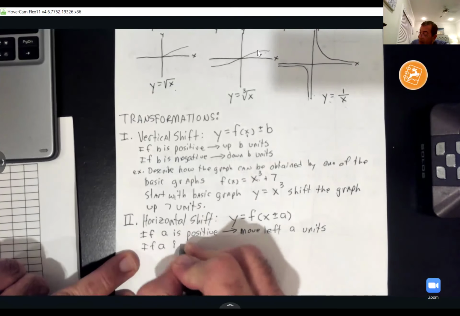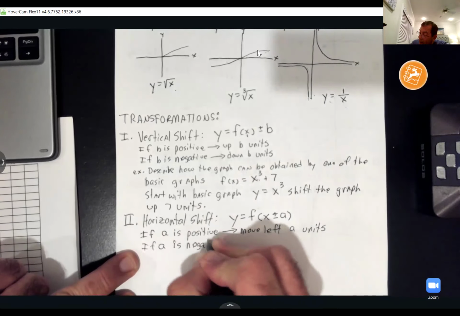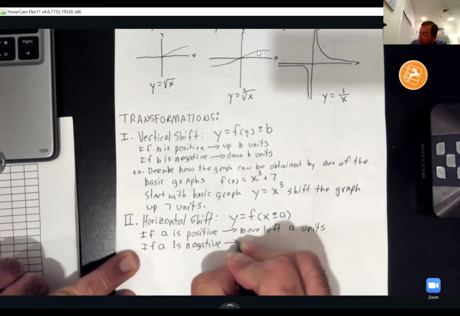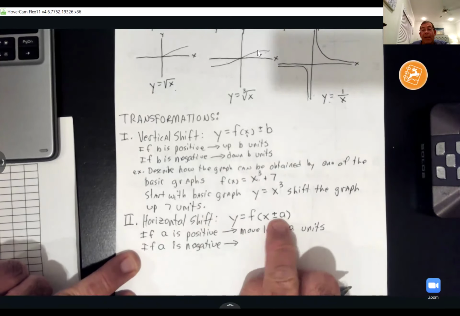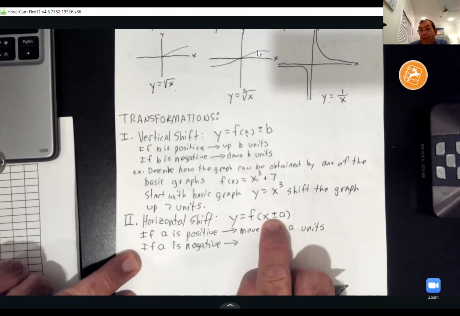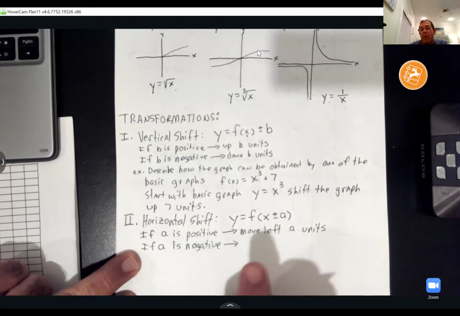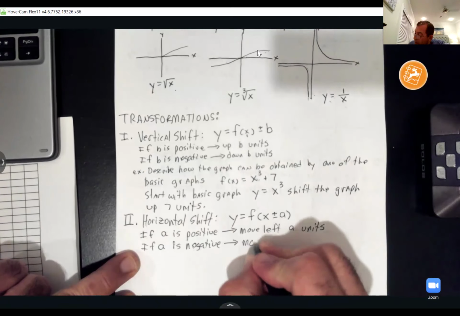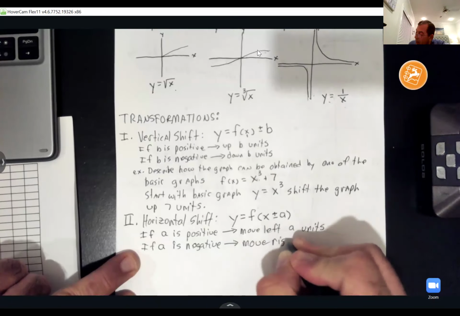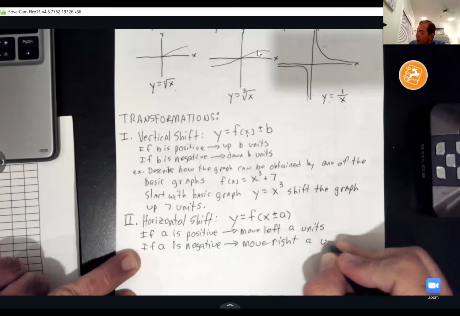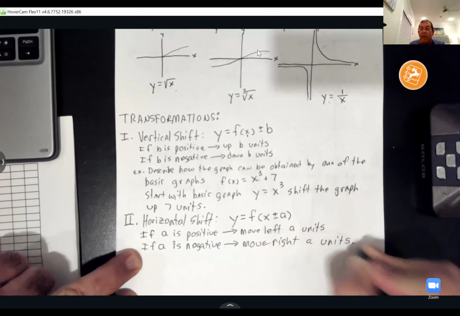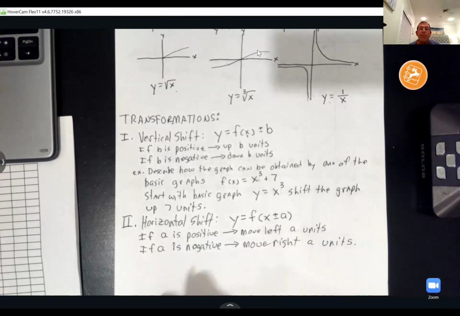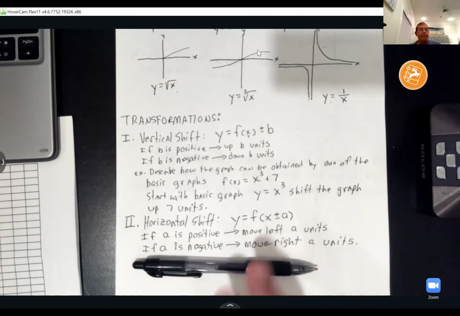If the a is negative, so if I subtract from the x inside the function, that will actually move me right a units. So I'm going to show you an example of that. Let me let y'all catch up a second.